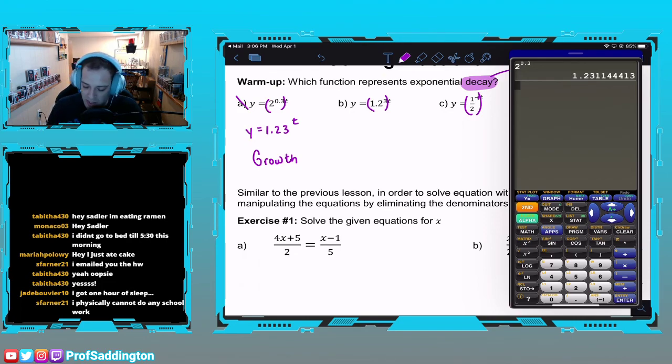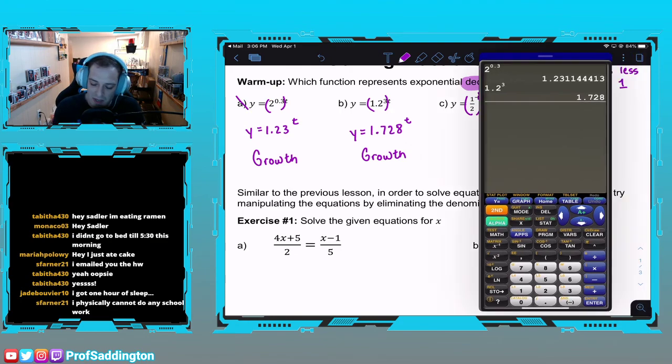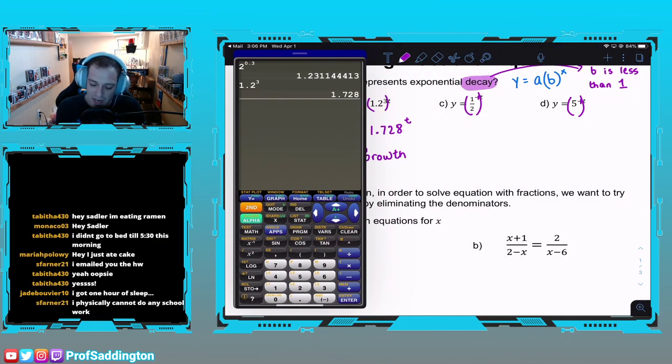So now I'm just going to do the next one. I have 1.2 to the third power. Well, if I simplify that down, this is really going to be y is equal to 1.728 to the t power. Once again, 1.728 is larger than 1, so it is growth. And then I'm just going to keep repeating this process. So now I'm going to come over to the next one. I have 1/2 to the negative 1.